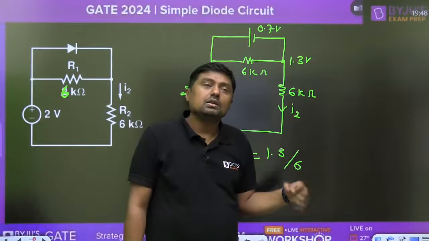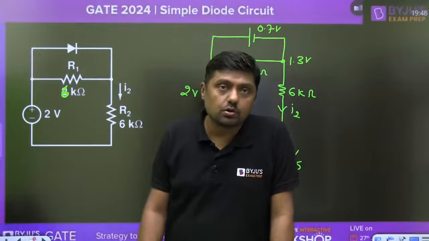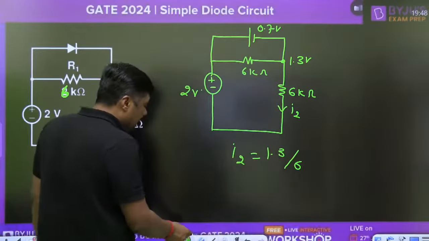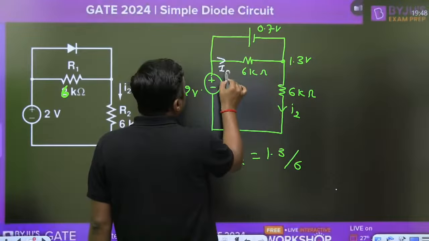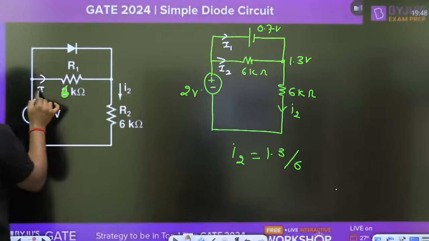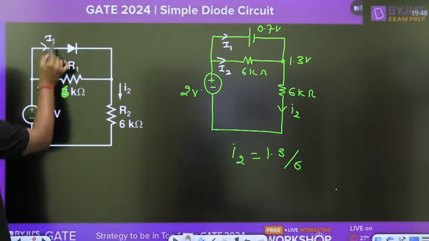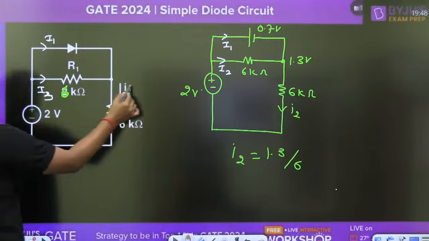Okay. They may ask another question, they may ask what is the power dissipation across the diode. In that case, you have to find the current here. What is the current here? I2. What is the current here? I1. This is the I2. This is the I1. This is the I3, because it is the I2. I1 plus I3 is equal to I2.